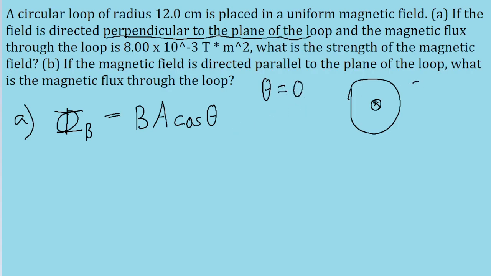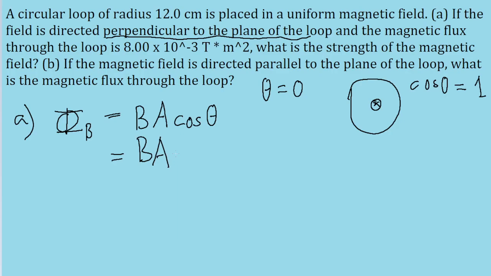And if theta is 0, that means that the cosine of theta, because the cosine of 0 is equal to 1. So for our purposes, for part A of the problem, this is basically just the same as saying just B times A and nothing else.